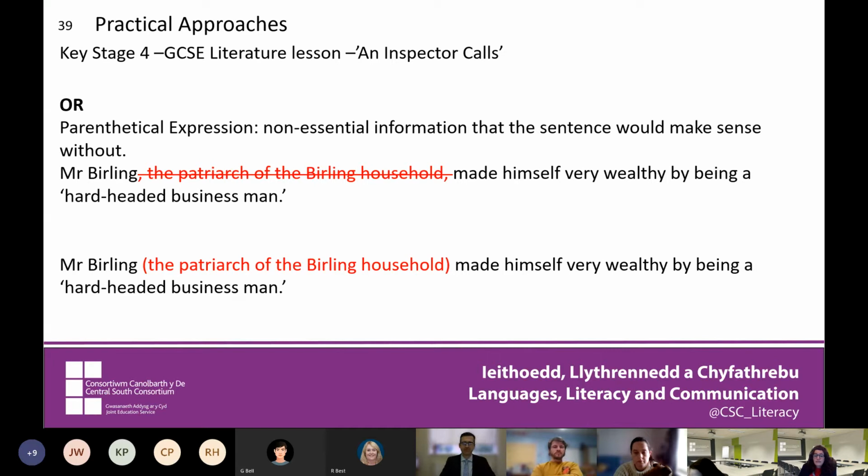If a pupil has difficulty adding an appositive, they often find adding brackets much easier to define what the non-essential information is. So you've got here, Mr. Birling, bracket, the patriarch of the Birling household, bracket, made himself very wealthy by being a hard-headed businessman. Often they find that once they remove the brackets and add the commas, they have their parenthetical clause, voila.